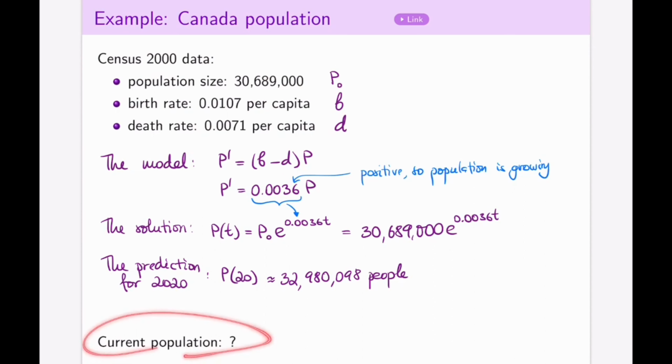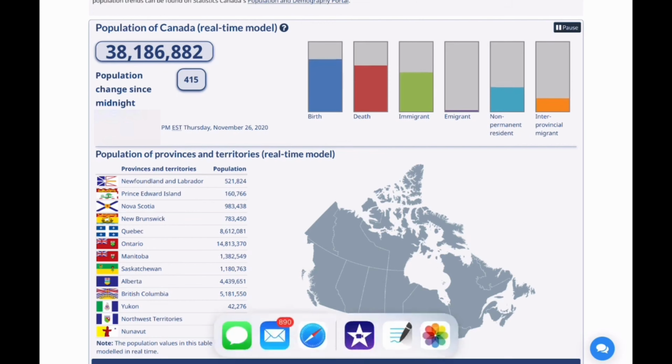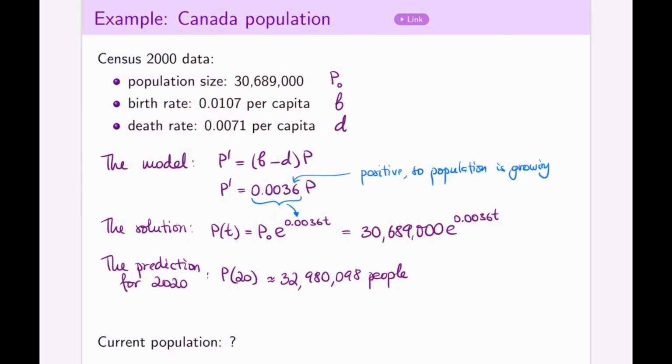Now, we can, of course, look up the Canadian population. In fact, there's a really handy model that runs on the Stats Canada website. So the number here is just over 38 million. Keeping this in mind, the real population is over 38 million, and my predicted population is just under 33 million. So this is lower than the current population actually is.